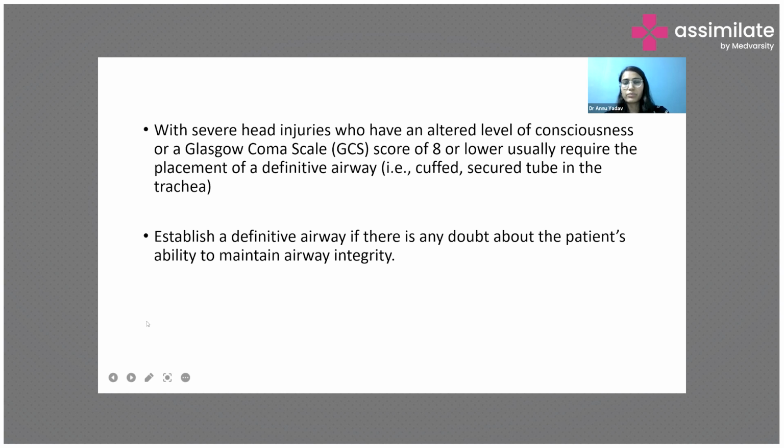Whenever you are in a dilemma about transferring a patient whose GCS is around 9, 8, or 10, and you think the patient has a head injury, it is better to intubate in an early phase rather than shifting and then getting intubated in some other place.